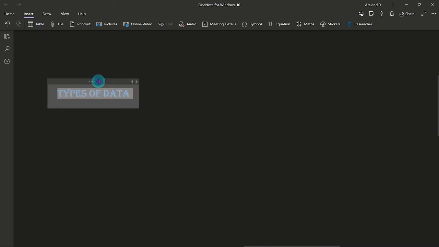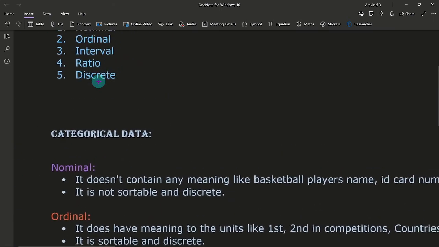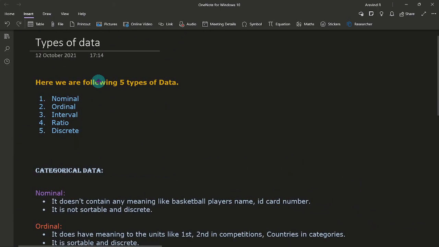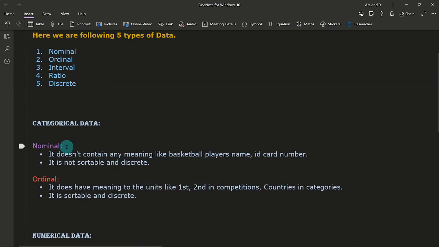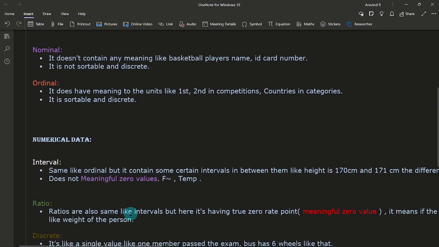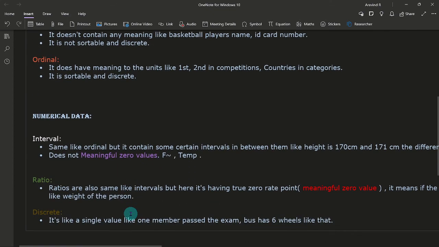And inside the two types of data, we have five types of data. In categorical data we have two types, nominal data and ordinal data. Nominal data doesn't have any order, while ordinal data has some order, and I told you nominal is discrete. Then I went to the numerical data: interval data, ratio data, and discrete data.